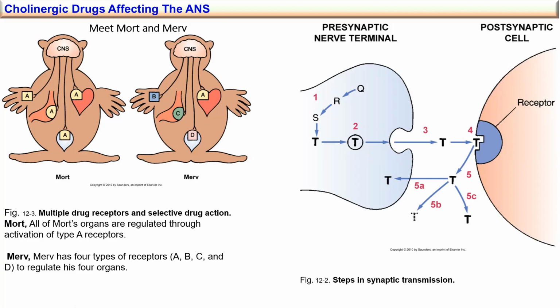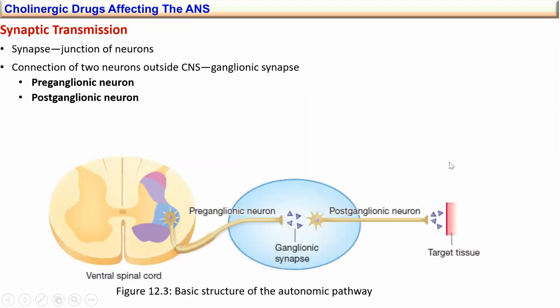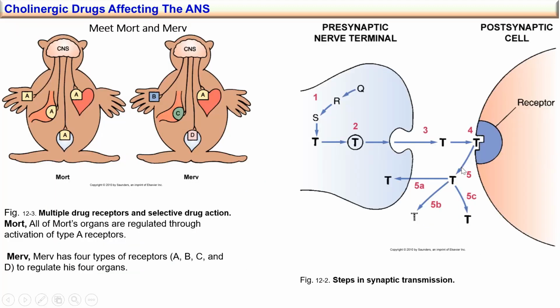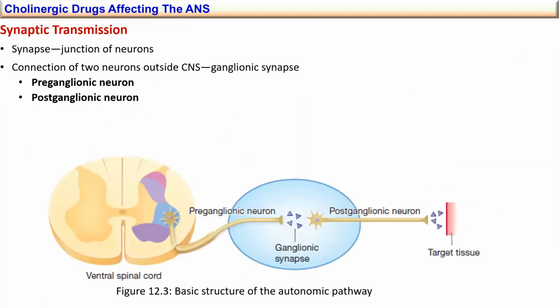Sometimes the transmitter will be taken back up by reuptake into the nerve terminals. Sometimes it's enzymatic degradation, like here, or diffusion away from the gap, so it's completely gone from the gap. So that's the life cycle for any neurotransmitter or transmitters like norepinephrine, dopamine, and other transmitters.